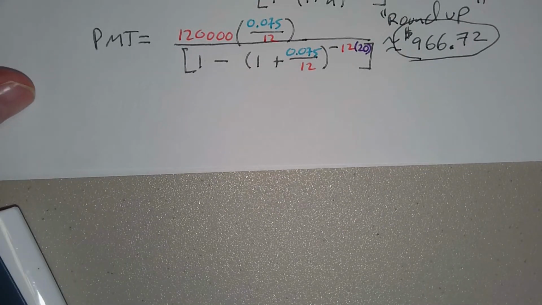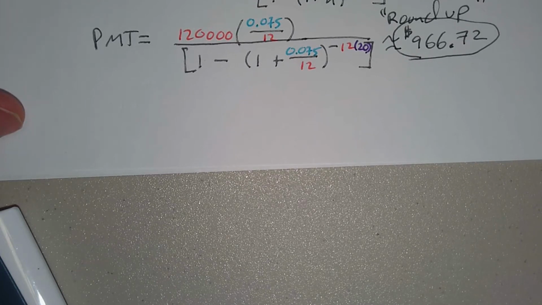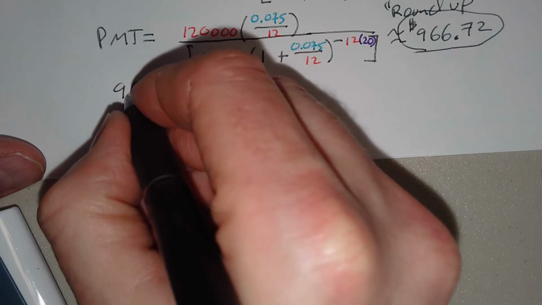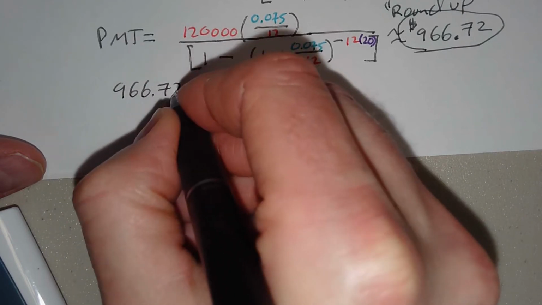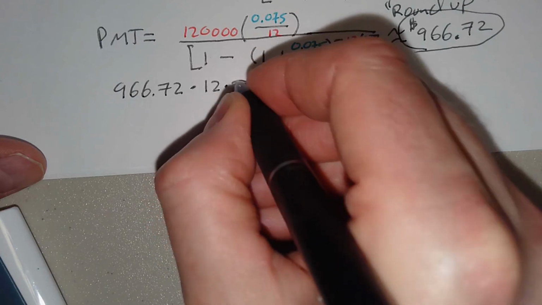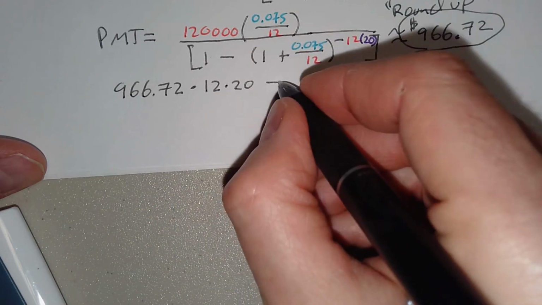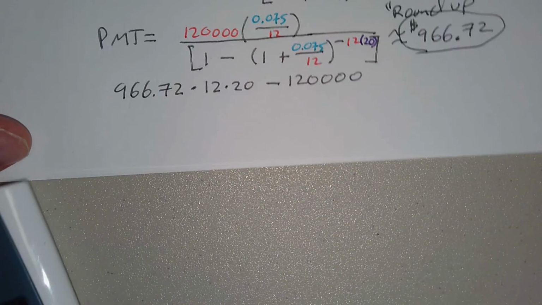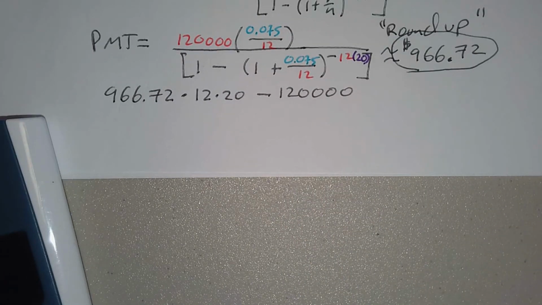And so we want to figure out how much to pay in interest. So we're going to take that $966.72, going to multiply it by 12 months, and then by 20 years. And then we're going to subtract off the original principal. So we're going to take 966.72.